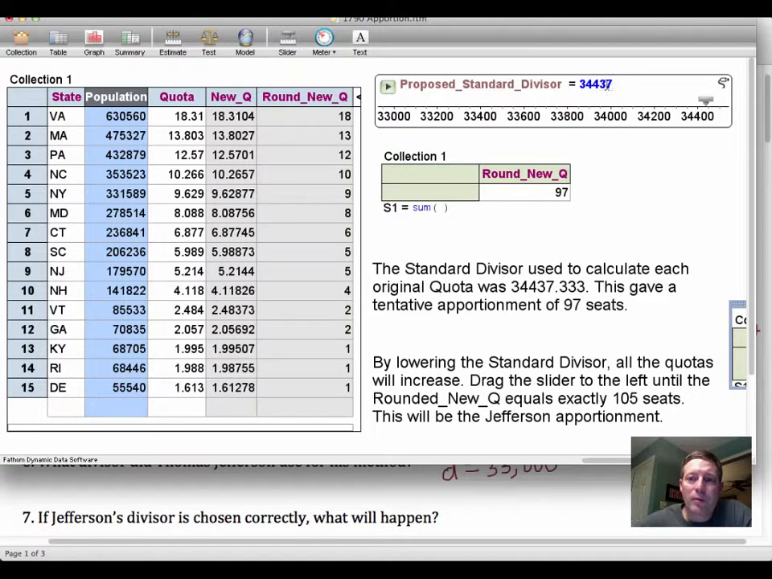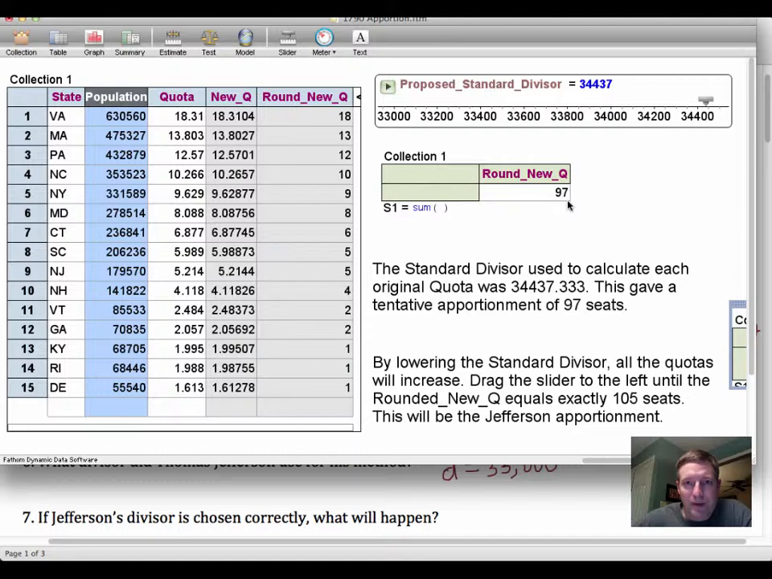And then you might remember we divided up the work, and we divided every state's population by this 34,437, and we got the quotas. That would be these numbers under the word quota here. So Virginia's quota was 18.31, Massachusetts was 13.8, et cetera. And then the rule for Hamilton was you round all of these down. And so that would be 18, 13, 12, 10, 9, 8, all the way down to 1, 1, 1. And you might remember that when you added up all of these rounded down numbers, you got 97.